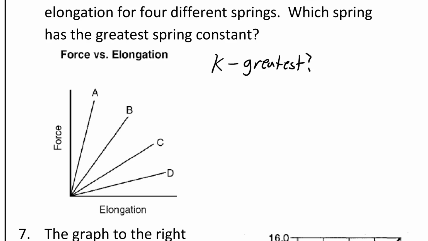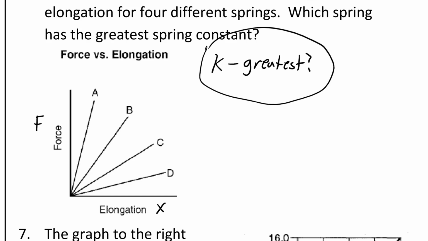Now, what do they tell you? The axis. When you're looking at a graph, you always want to look at what each axis represents. So this is obviously the force. And when they say elongation, it's like how long is it being stretched? So it's a ratio. K is actually just a ratio.